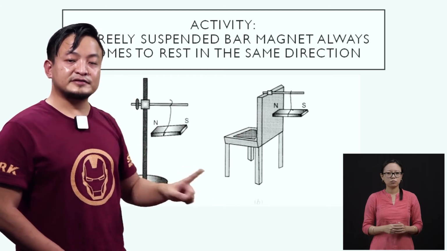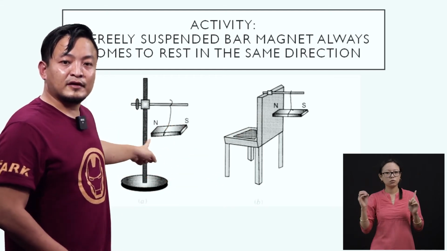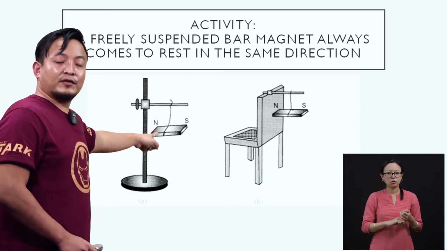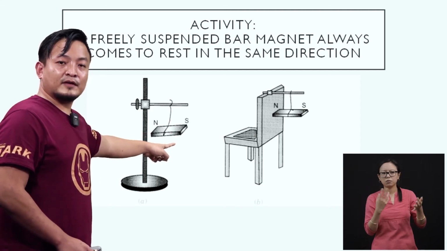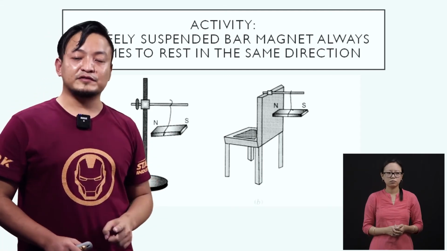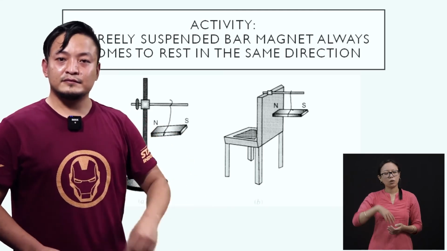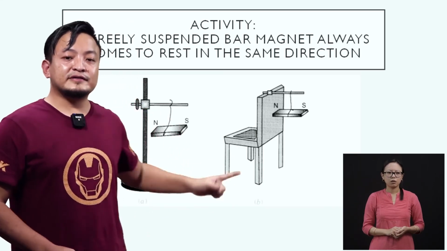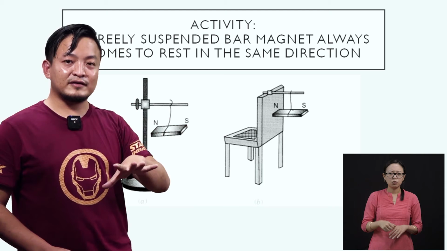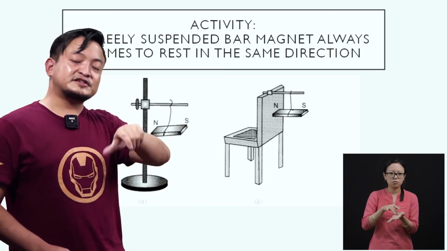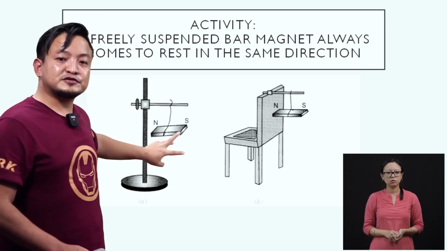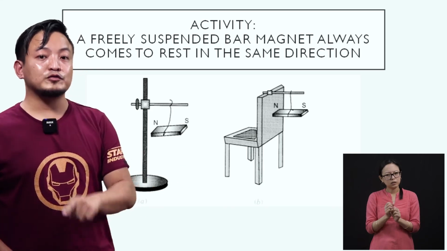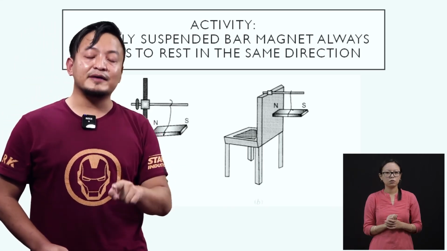Before you rotate, just mark the initial position. Our initial position is north is here and south is there, right? So students, mark the initial position and then rotate it. You just rotate as much as you can and see, at one point, this magnet will come to rest. Will it change its position? Will it change to south and north? No. Again, it will give us the same direction.